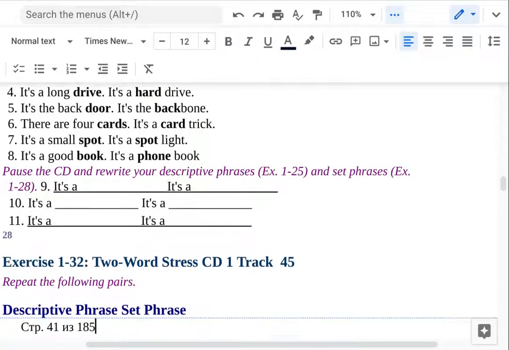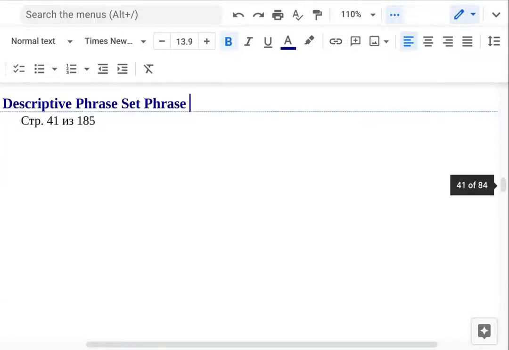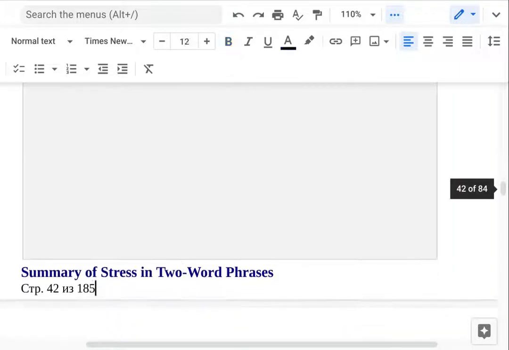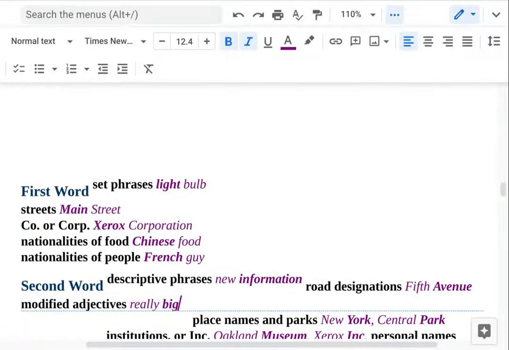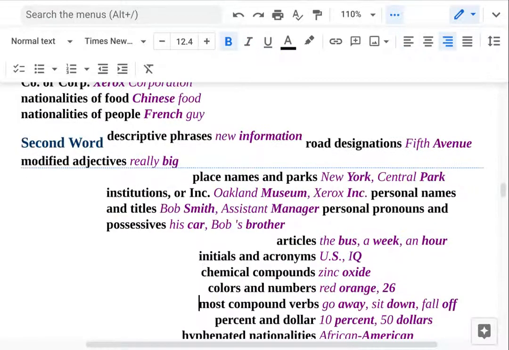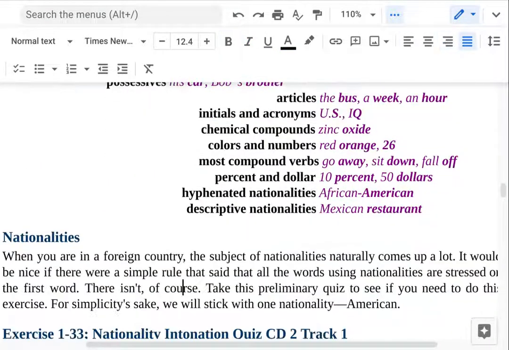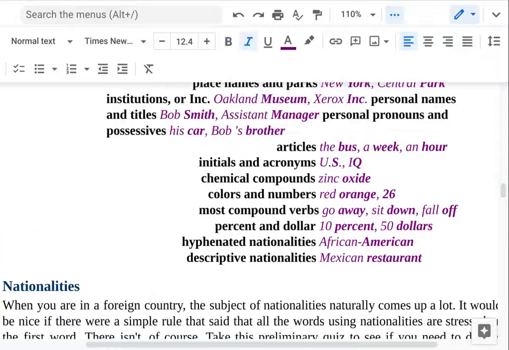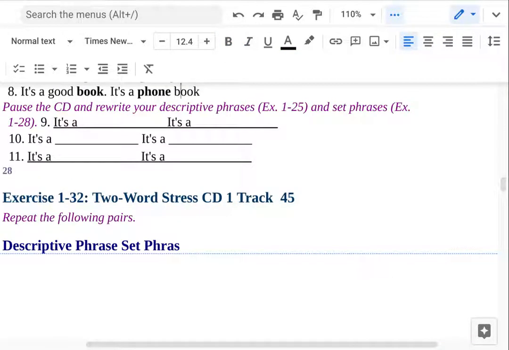Exercise 132. 2-word stress. Repeat the following pairs. A light bulb. A light bulb. Blue pants. Blue jeans. A cold fish. A goldfish. A greyhound. A greyhound. An old key. An in key. A white house. The White House.